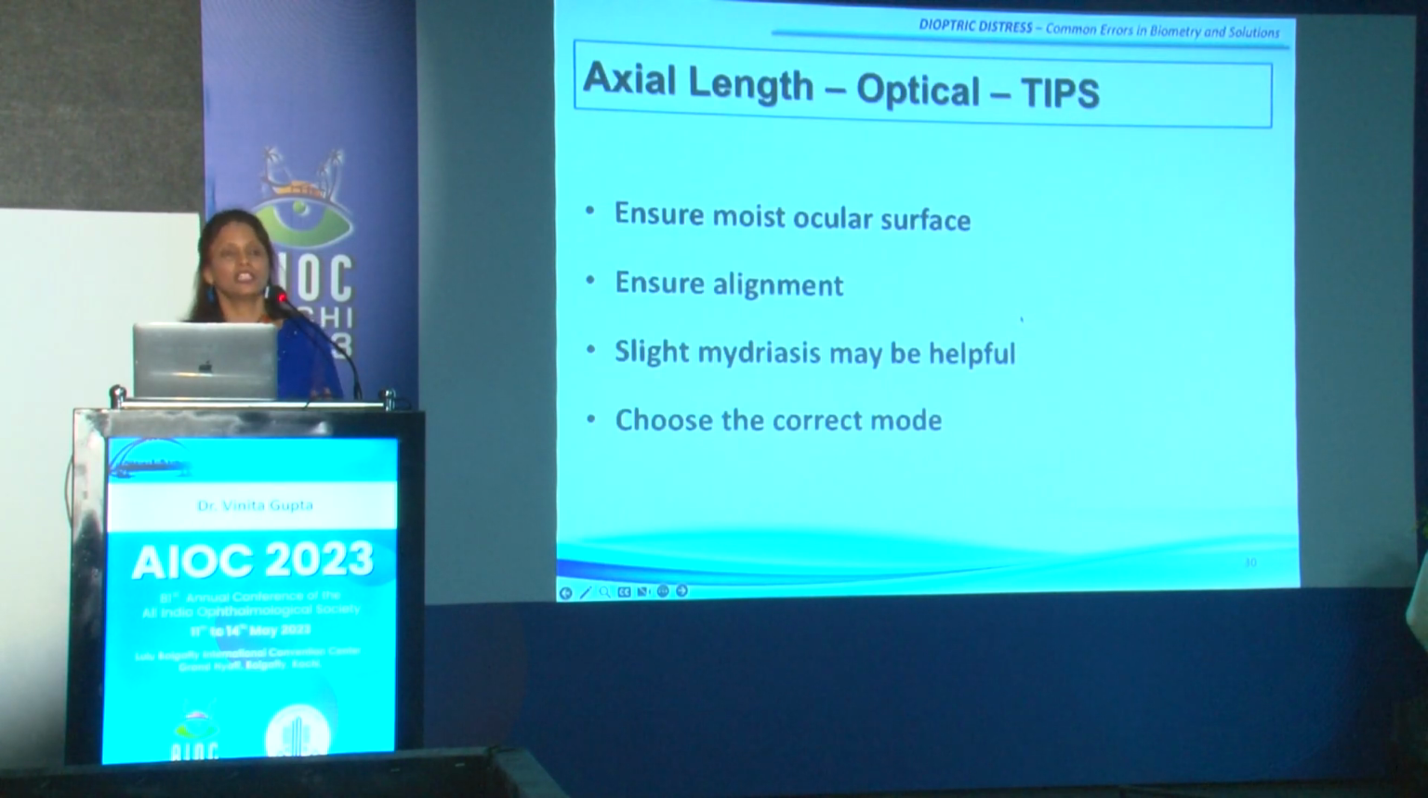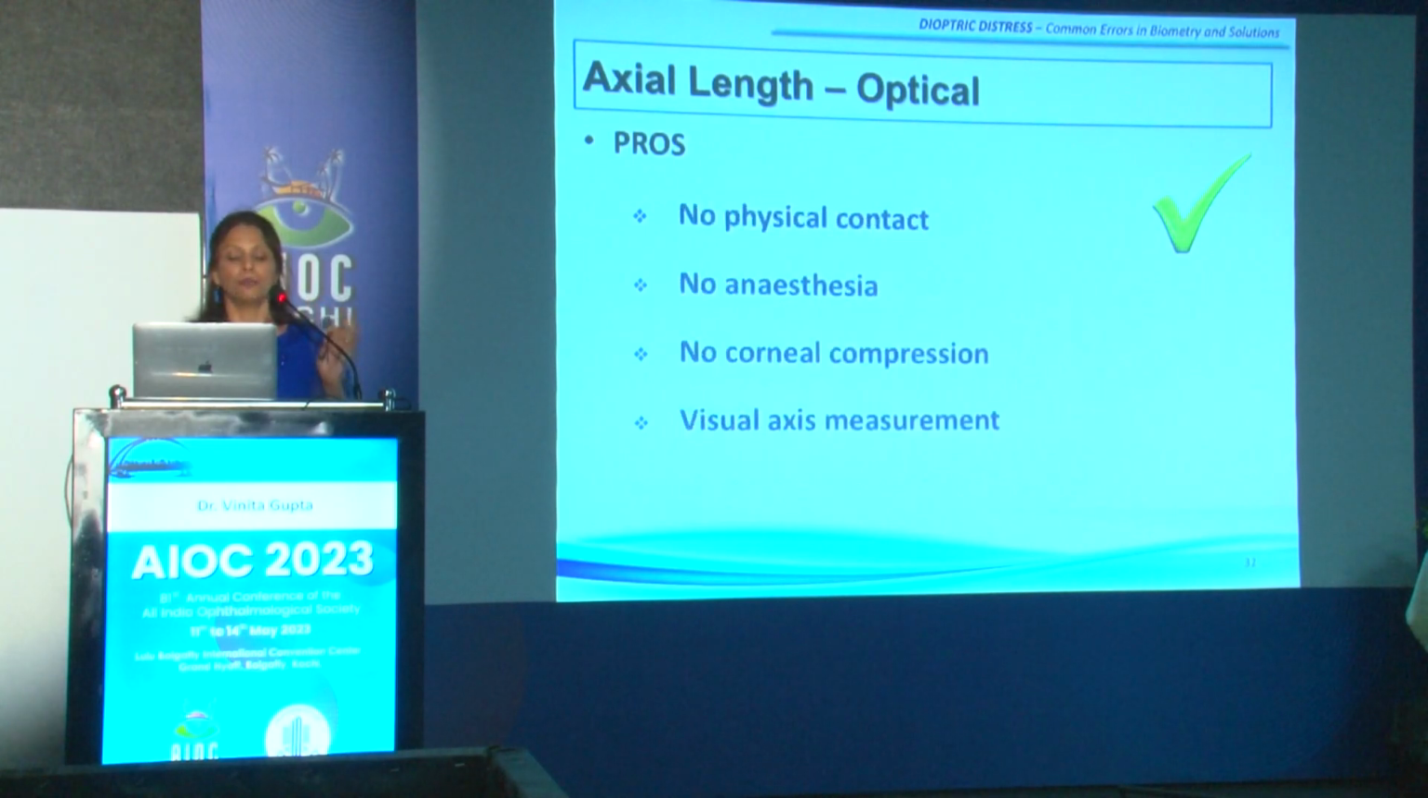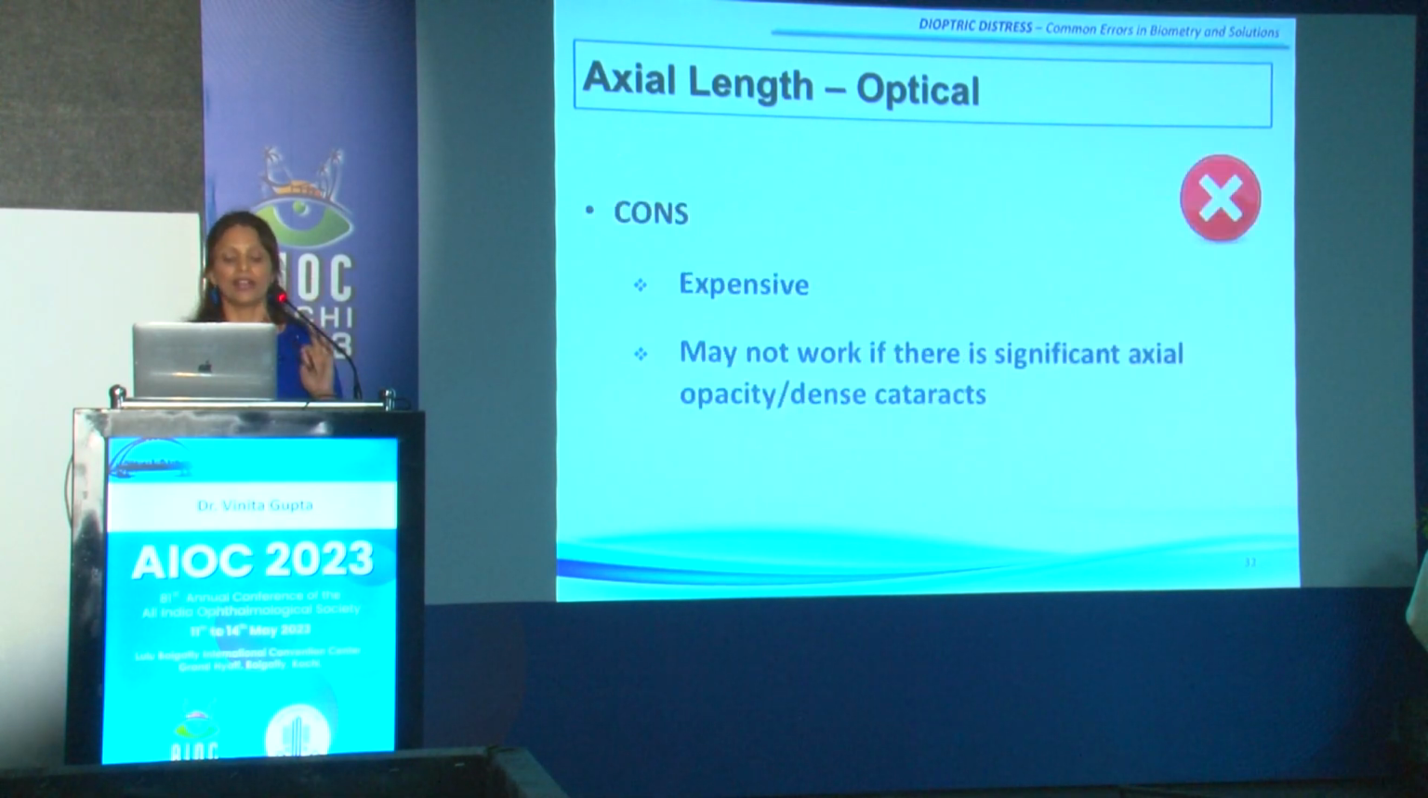The tips for this is ensuring a moist ocular surface, ensuring alignment, a slight mydriasis, especially in the cases of PSCs, in these cases may be helpful, and choosing the correct mode. Obviously, the advantages of this machine is very high reliability, observer independent, fast, precise, and the same machine can give you various measurements which are required as input parameters. There's no physical contact, a non-contact procedure, no anesthesia, no corneal compression, and you're measuring exactly along the visual axis.